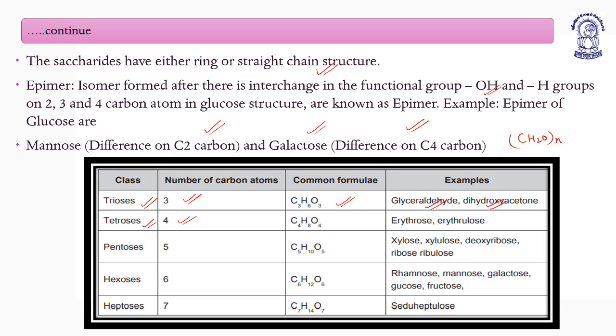Tetroses have 4 carbons, C4H8O4: erythrose and erythrulose. Okay. Dihydroxyacetone doesn't show a chiral carbon. It doesn't show optical activity. Please remember that also. Pentoses have 5 carbons, C5H10O5: xylose, xylulose, deoxyribose, ribose, ribulose. All are monosaccharides. Hexoses have 6 carbons: rhamnose, mannose, galactose, glucose, fructose. And heptose has 7 carbons: pseudoheptulose.